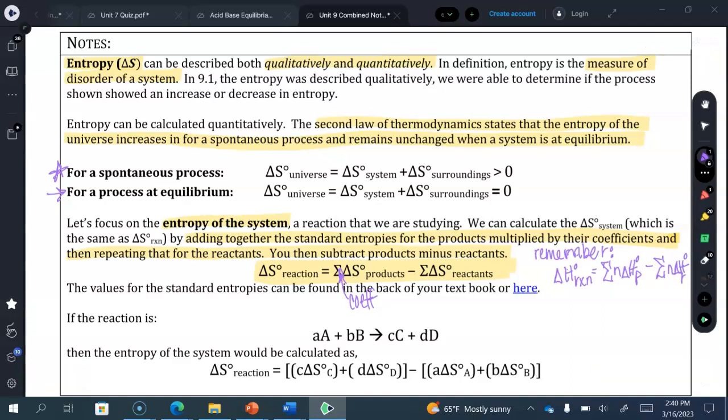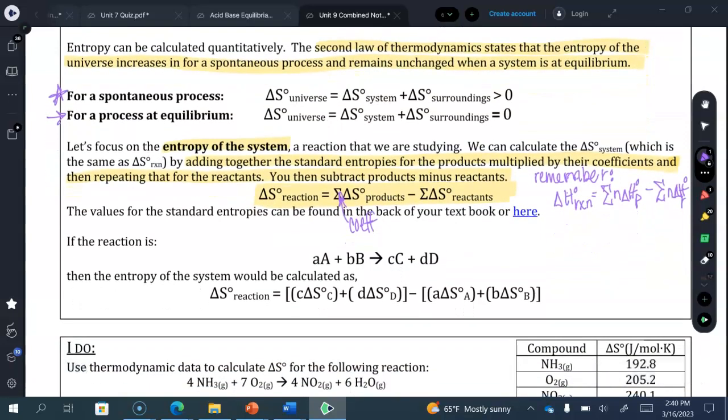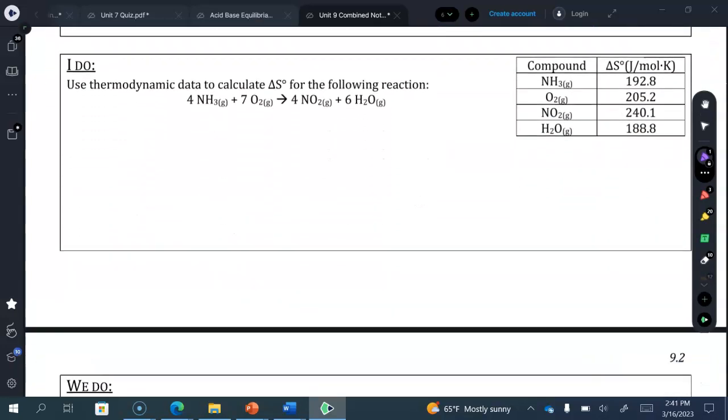So we can use a similar process because it's a state function. It doesn't matter how you get there. It only matters where you start and where you end, so your reactants and your products. If we have a reaction like this one, we can use this equation to calculate it. So let's apply this equation to a real chemical reaction. Use thermodynamic data to calculate the delta S for the following reaction.